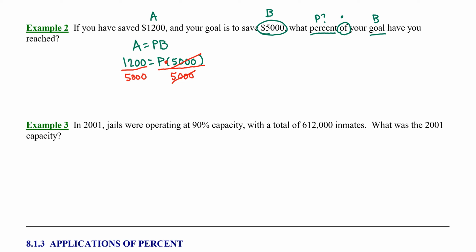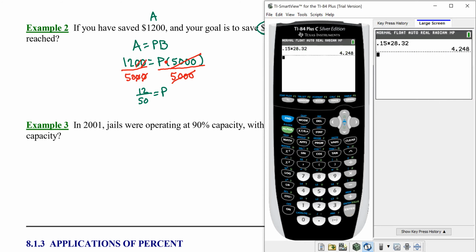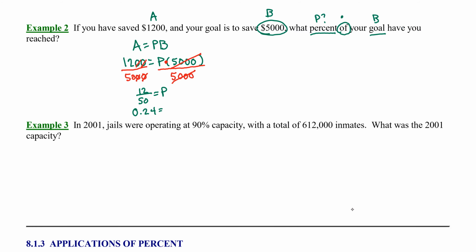We could certainly type that into the calculator as is, or notice we could divide the top and the bottom by 100. You can cancel zeros like that using multiples of 10. So all we need to type into our calculator is 12 over 50. Now keep in mind, if you type into your calculator 1,200 divided by 5,000, you're going to get the same result. I just reduced a little bit before I typed it into the calculator. So it looks like 0.24 is P.